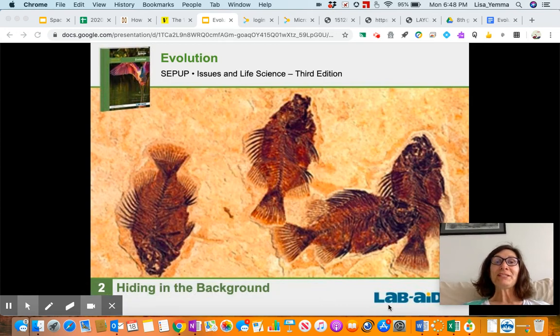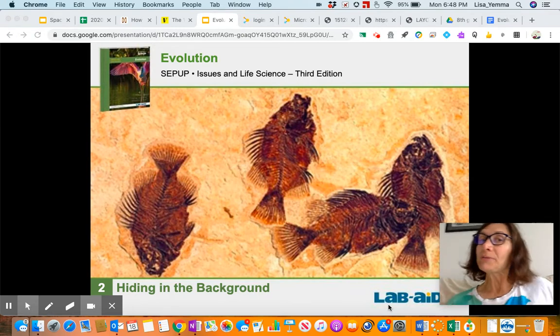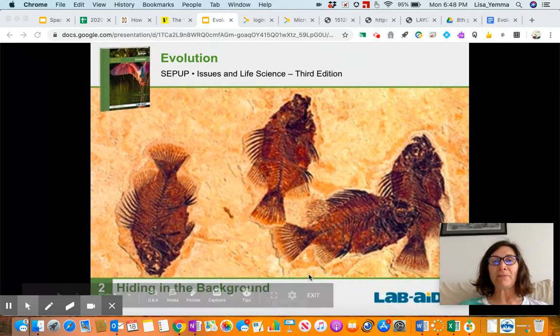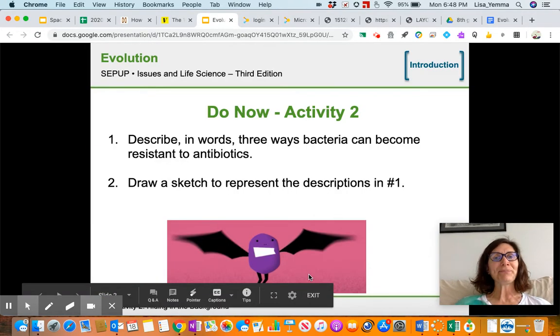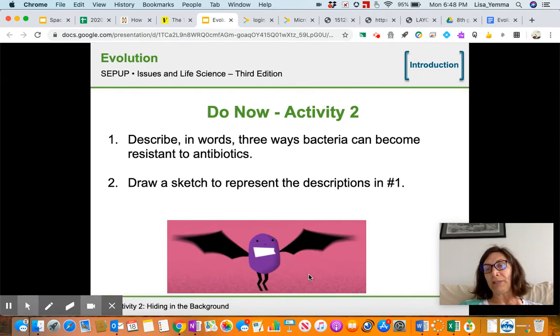Guys, welcome to activity 2 of our unit on evolution, which we are going to go through real quickly. This is called hiding in the background, which many of you can probably anticipate is going to be about camouflage maybe.